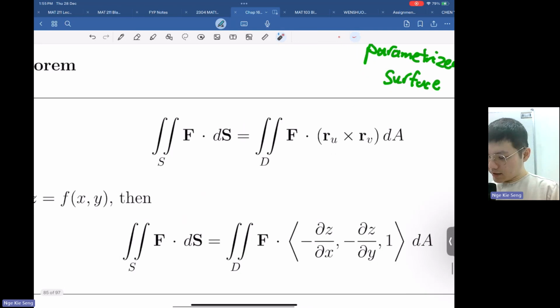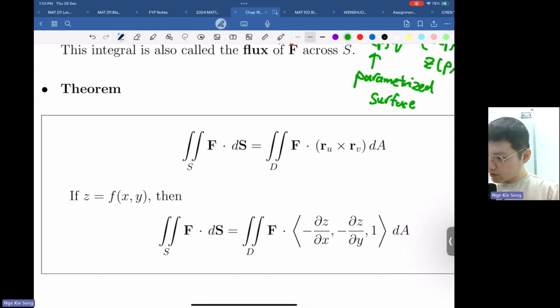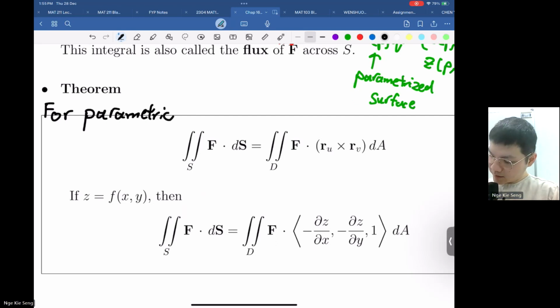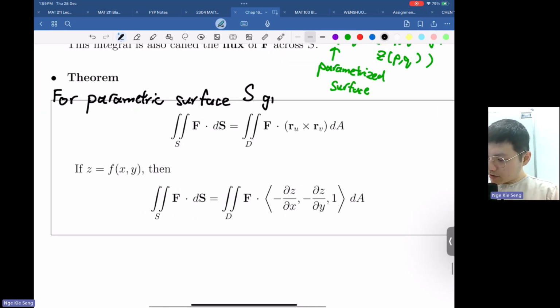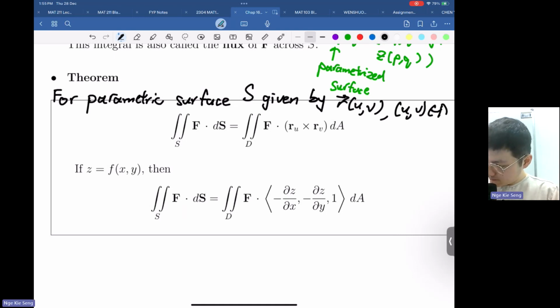So what is this line here? This line is actually not so complete. What is the relation between u, v and the parametric surface? This is for parametric surface S. So what's the relation between S and r here? You need to parameterize your S by r(u,v), where (u,v) is in D.